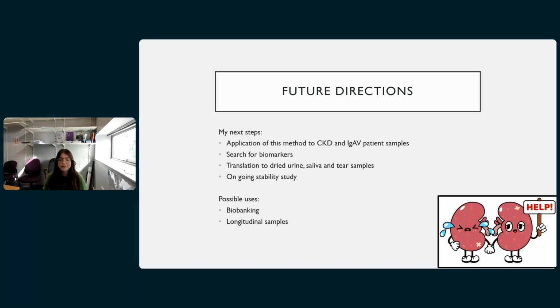And the possible uses of this are widespread. I know Kashif touched on some of them, but for biobanking and specifically longitudinal samples where you're following patients over a prolonged period of time in order to test for different things in their blood, meaning that they wouldn't have to come in to the hospital every single time they needed to provide these samples, especially if they live in remote locations, is a massive implication.